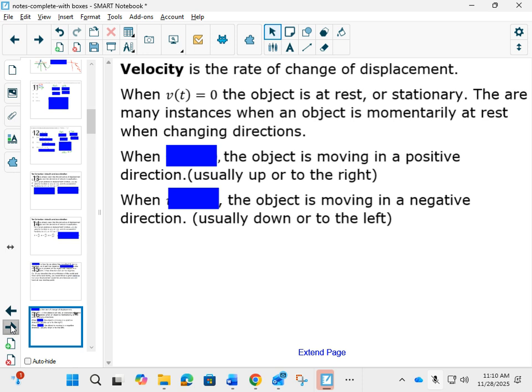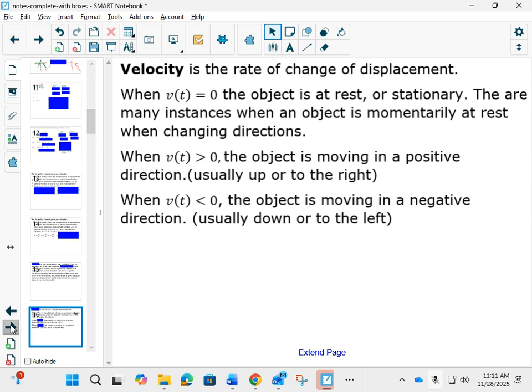Velocity is the rate of change of displacement. It also has a direction. So when your velocity is greater than 0, the object is moving in a positive direction. And depending on what you're talking about, we usually think of this as either going to the right or going up. And when velocity is negative, we think of going to the left or down.